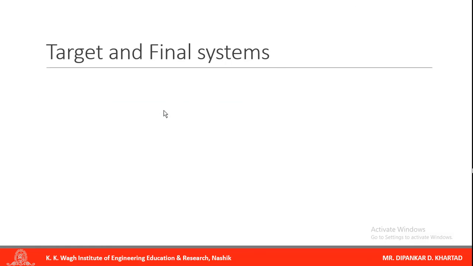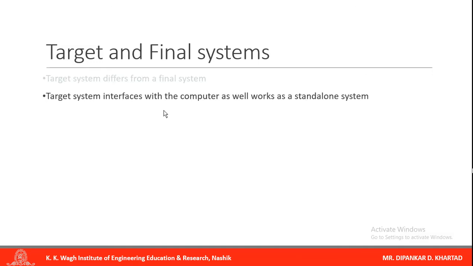Now let's look at our target and final system. So what is the target system? The target system differs from a final system. The target system interfaces with the computer as well as works as a standalone system. How can we say it will interface with the computer? Because if you want to debug the target system, one has to connect the target system to the ICE, that is in-circuit emulator, and that ICE will be connected to our host PC.